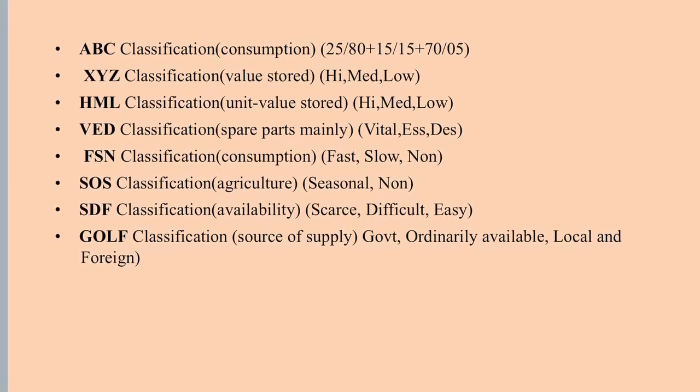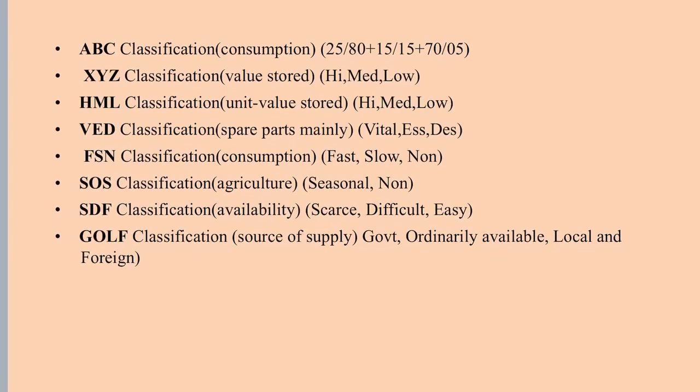SDF classification is also there for inventory control. SDF stands for scarce, difficult and easy. This is based on the procurement of inventory. If it is scarcely available, तो उसके लिए फिर अलग टाइप के measures लेने हैं उसको मैनेजमेंट करने के लिए. इफ़ इट इज़ वाइडली एंड ईजिली अवेलेबल सम इन्वेंट्री आइटम्स, तो उसके मेजर्स के तरीके अलग होंगे. देन देर मे बी वन मोर क्लासिफिकेशन विच इज़ GOLF, गोल्फ क्लासिफिकेशन, एंड दिस इज़ बेस्ड ऑन द सोर्स ऑफ सप्लाई, वेदर इट इज़ फ्रॉम गवर्नमेंट सोर्स या ऑर्डिनरी अवेलेबल या लोकल अवेलेबल या फॉरेन available items. So according to that we can also classify inventory.